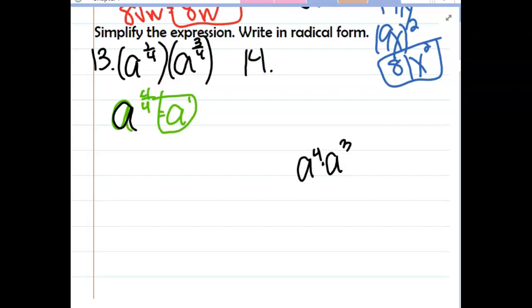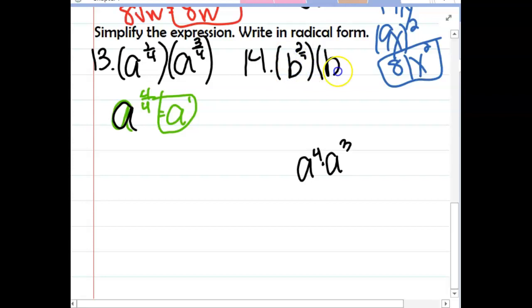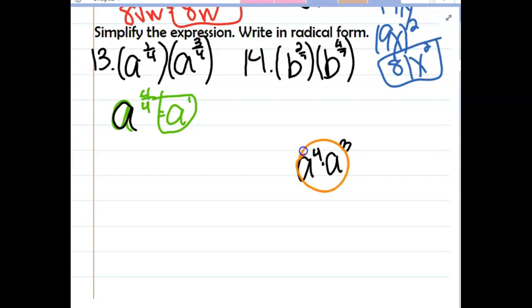Okay, number 14. What if we do b to the 2/7 times b to the 4/7. Okay, same idea here. If you would add these exponents down here, you're going to add these exponents up here. They are fractions. Luckily, once again, they have a common denominator. So we're going to add the numerators. It's going to be b to the 2 plus 4 is 6. Keep the denominator the same. So it's going to be b to the 6/7.